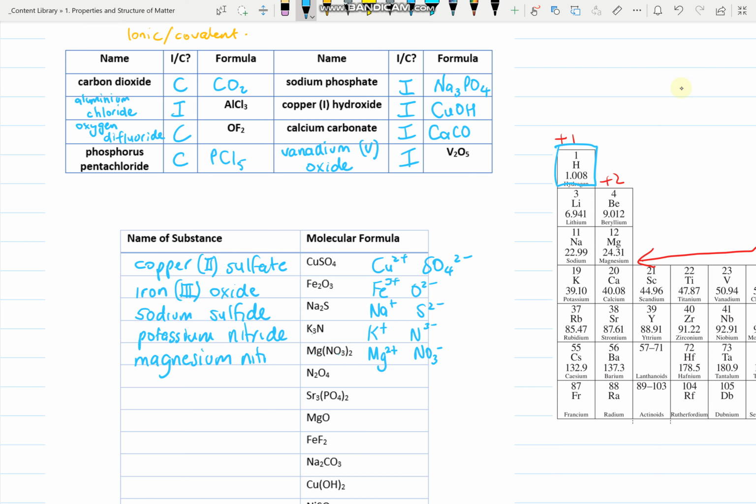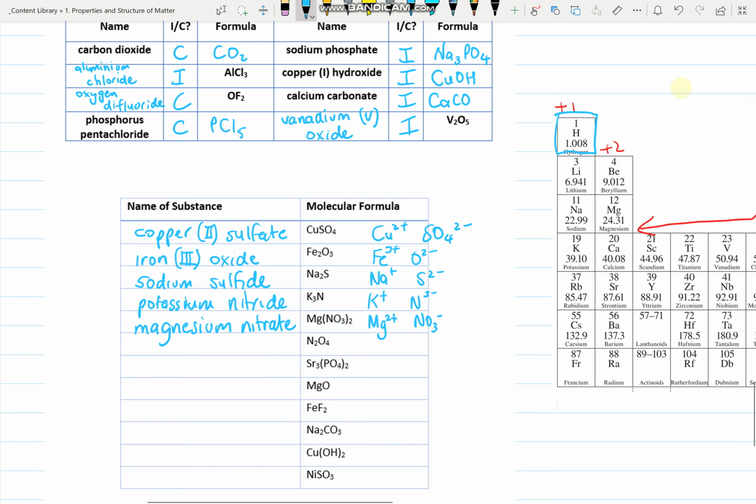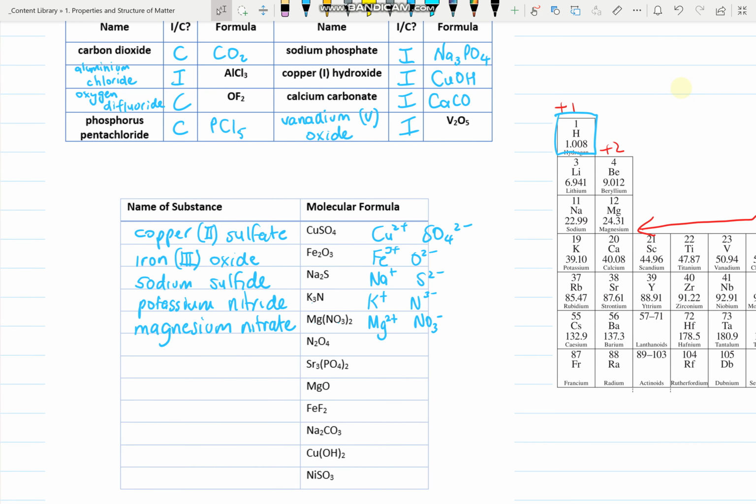For naming, it's really easy. Rule number 1A says you don't change the ending to "ide", you just name it as is if you see a polyatomic ion. In my next one, this is the first time we've encountered 2 non-metals.